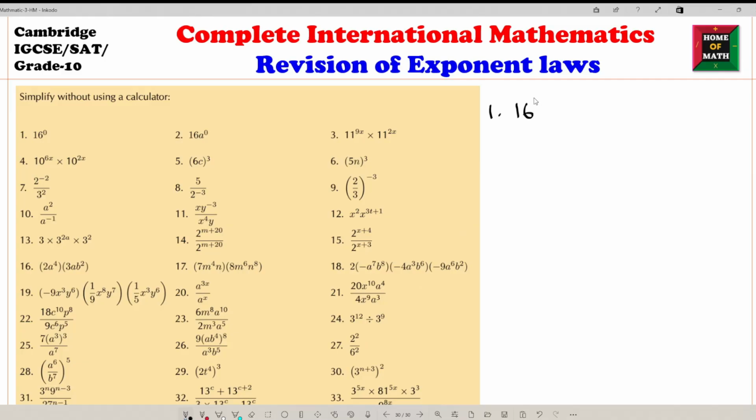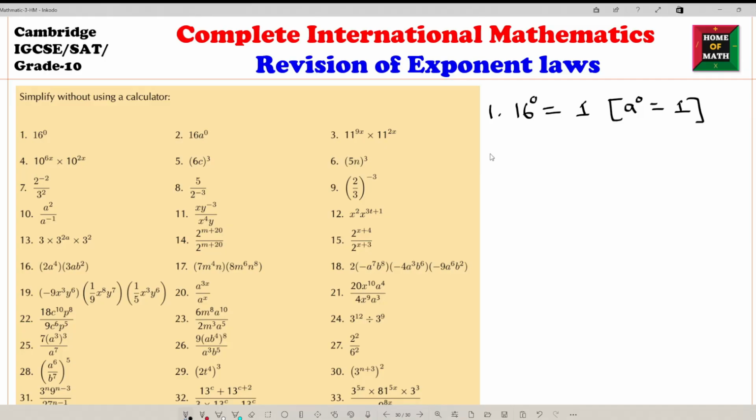16 to the power 0. The answer is 1. Why? Because we know as per law of exponent, a to the power 0 equals 1. So 16 to the power 0 equals 1.